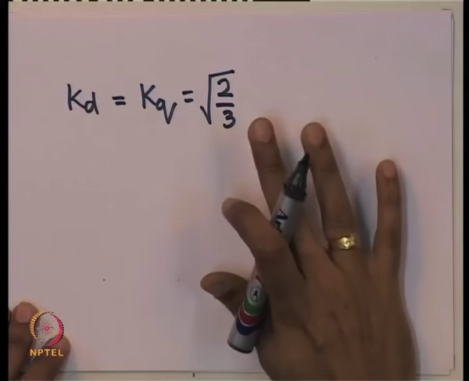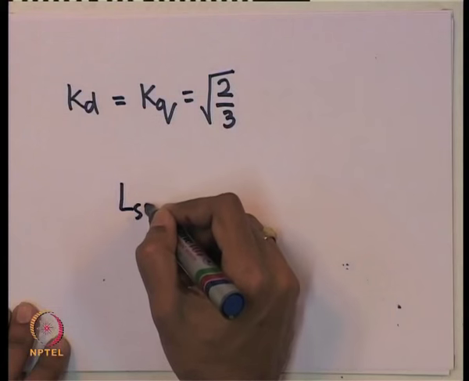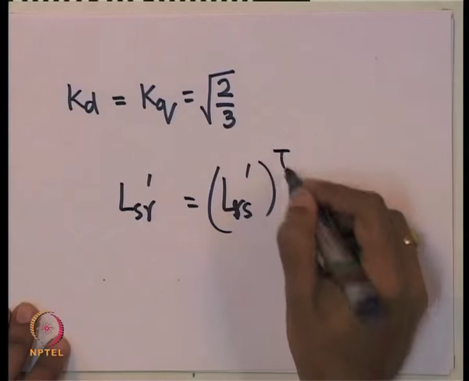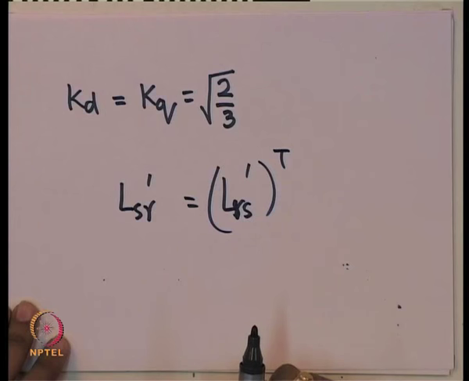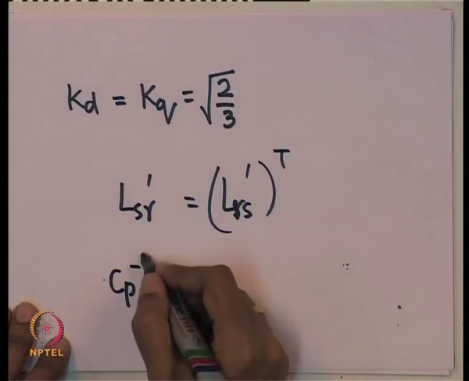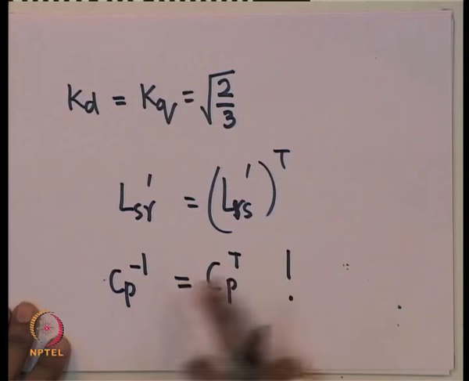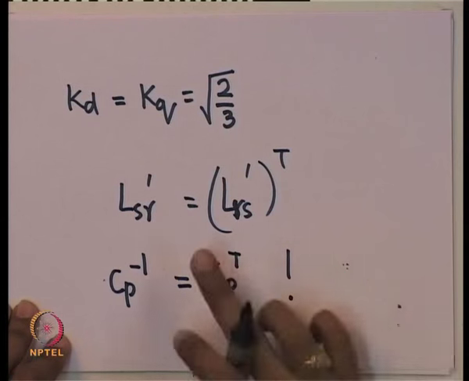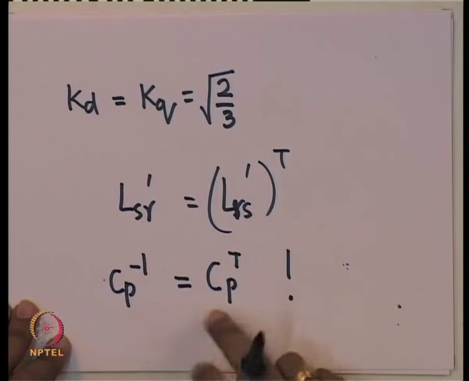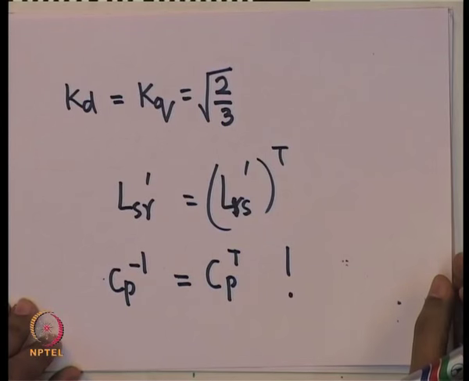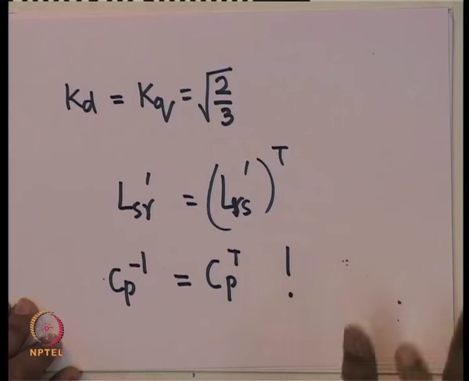So, if we choose k d and k q root 2 by 3, it is a very special choice, it will lead us to L s r dash being equal to L r s dash transpose, which is very convenient. Also, we will find that C p inverse will be equal to C p transpose. So, it is easy to remember, that could be one advantage of choosing k d and k q in this fashion. It is easy to remember that C p inverse is equal to C p transpose, but let me repeat, k d and k q could be arbitrary insofar as our main objective of getting time invariant equations is concerned.